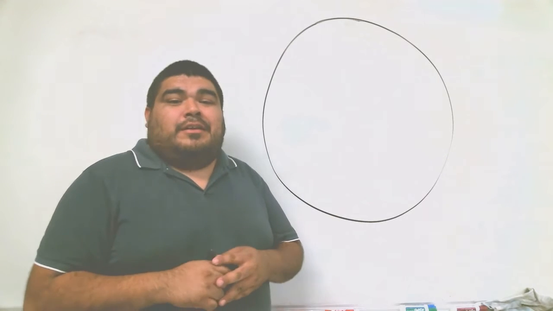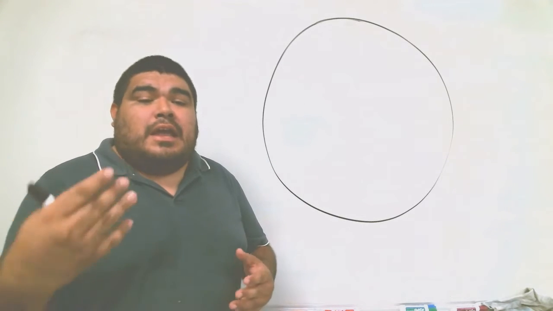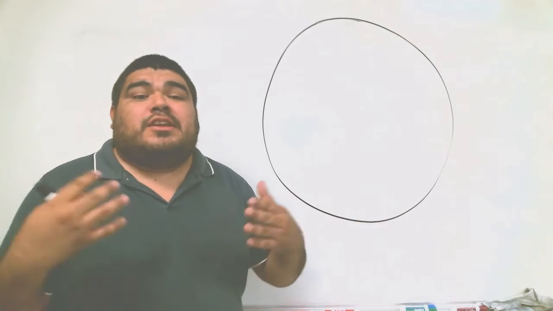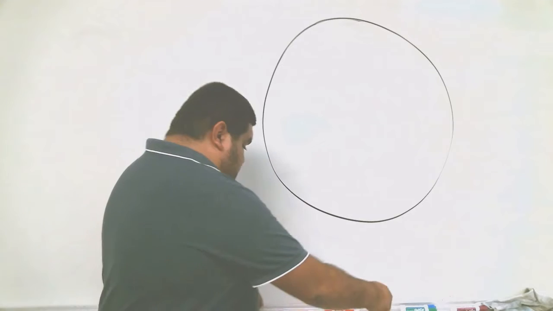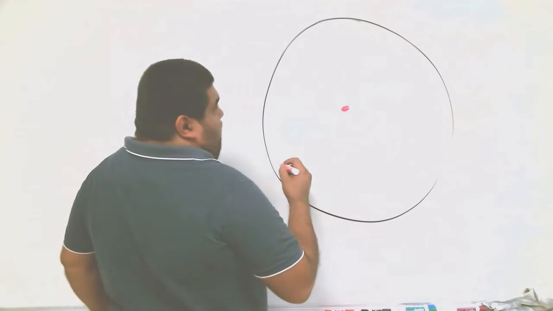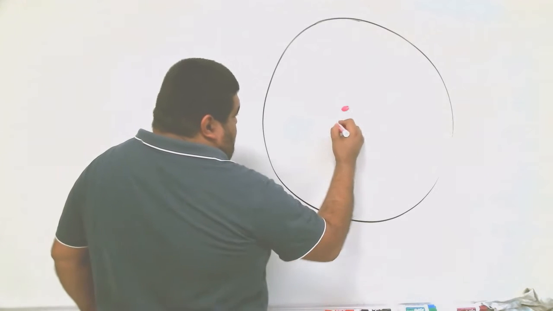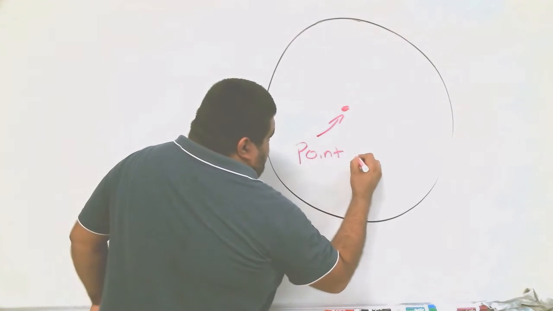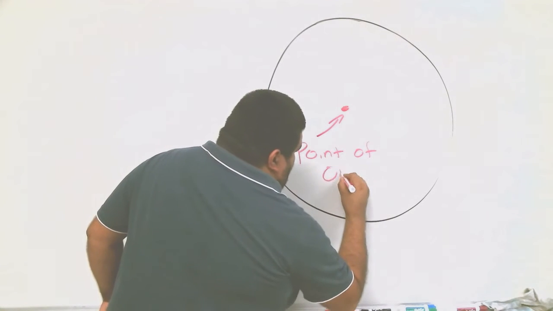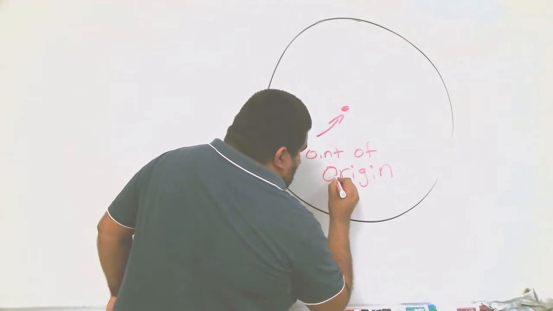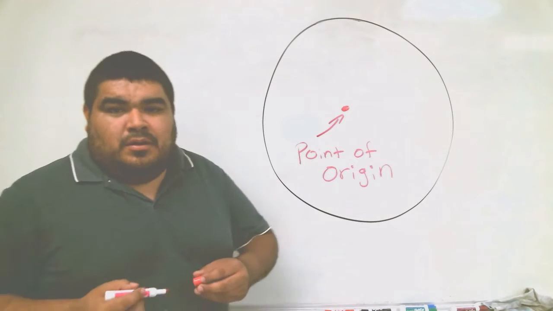Now, at the center of all circles, there is what's called an origin, okay? A center point. So we have our center point, which is called the point of origin. All right? Point of origin.